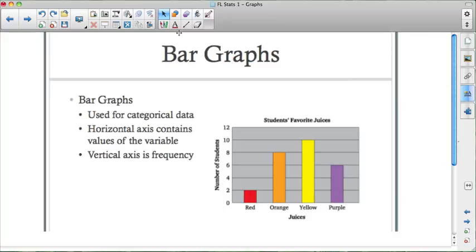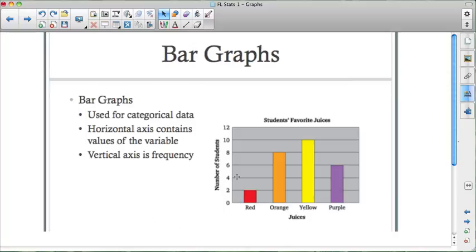The next graph I'm just going to talk about briefly. That's a bar graph. We use this for categorical data. So this is the first display of categorical data that we're going to talk about. The horizontal axis contains the values of the variable. In this case, we took a poll and found out what students' favorite juice flavors or colors were, and they like red, orange, yellow, and purple, and so we label the x-axis with those different values.